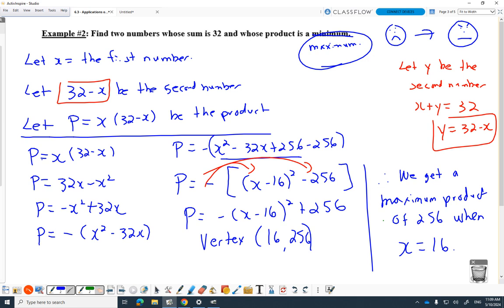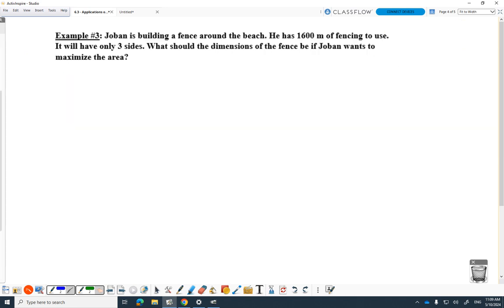Can we do another one? Yeah, sure. Let's do another word problem. Joban is building a fence around the beach. He has 16 meters of fence to use. It will only have 3 sides. What would the dimensions of the fence be if Joban wants to maximize the area?